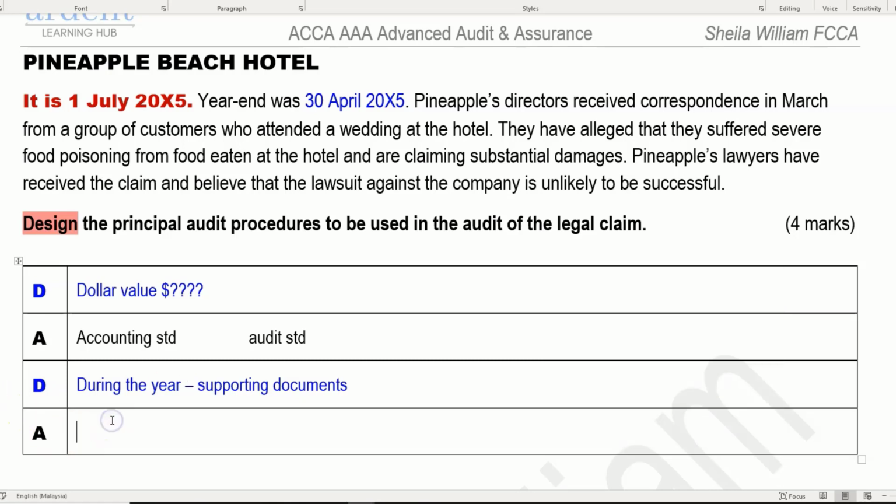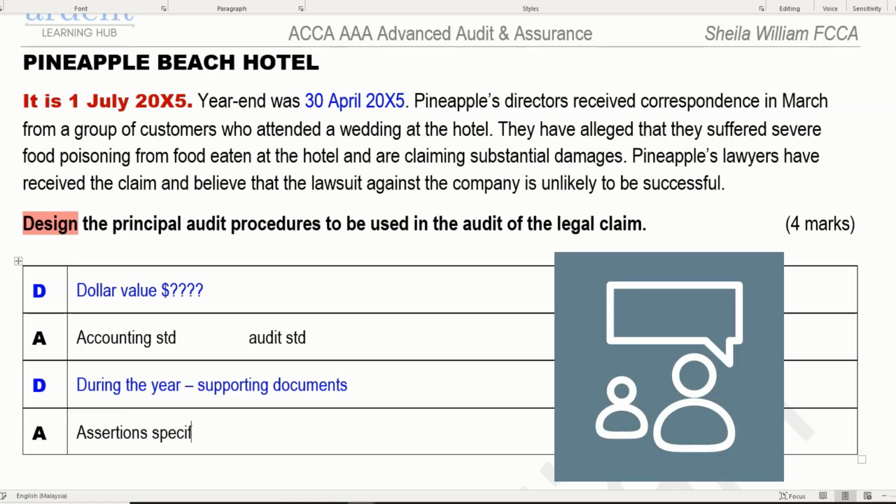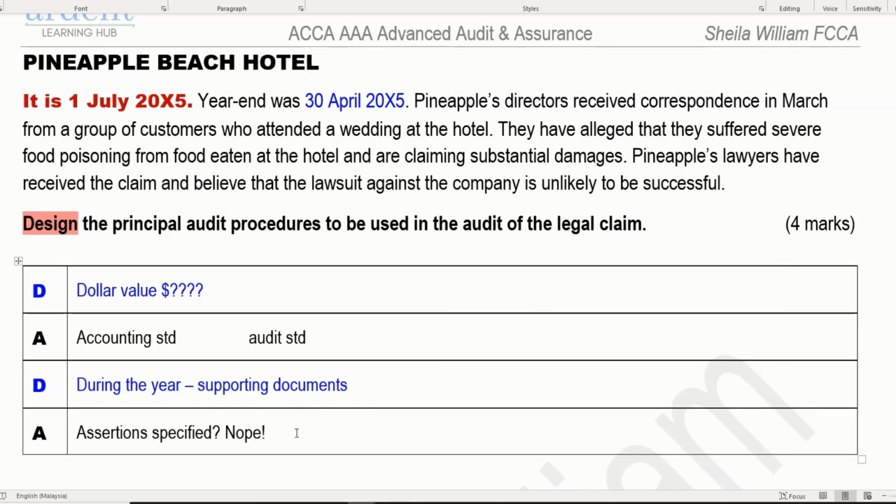The last one, the A, is whether there were any assertions that were specified by the examiner in the question. So here it just says audit of the legal claim. They did not say the area of recognition or measurement. They did not say anything. So have any assertions been specified? And the answer to that is no.